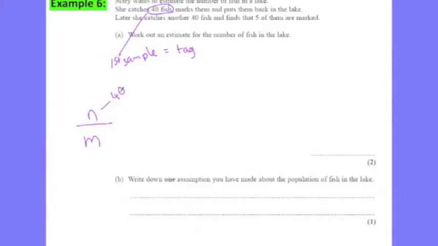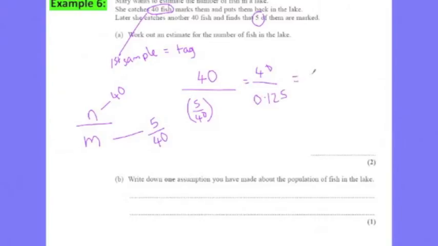Later, she catches another 40 fish and finds that 5 of them are marked. So m is equal to the proportion, not the number, not 5, but 5 out of 40, the proportion. So we're taking our 40 and dividing by 5 out of 40. Or as a decimal, 40 divided by 0.125 gives us an estimate for the number of fish in the lake to be 320.